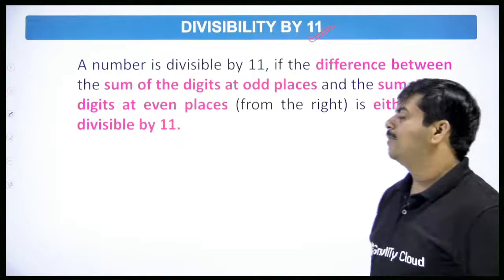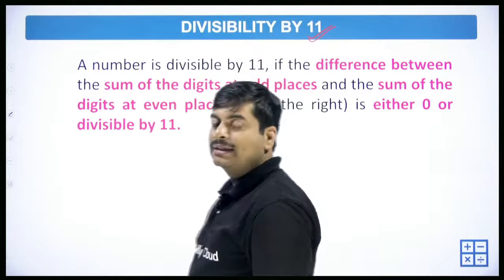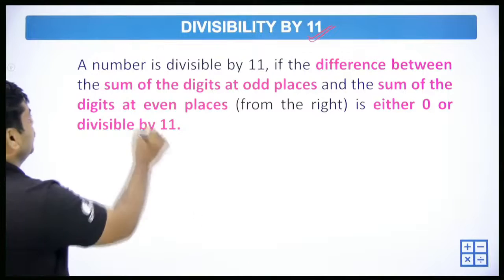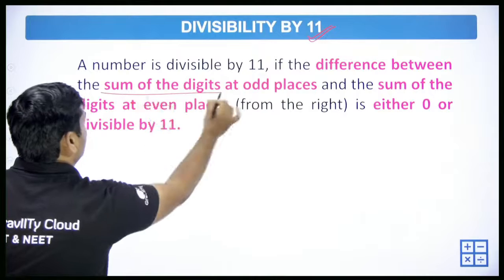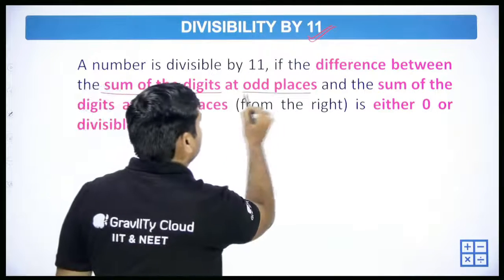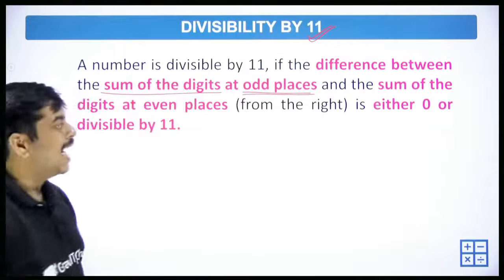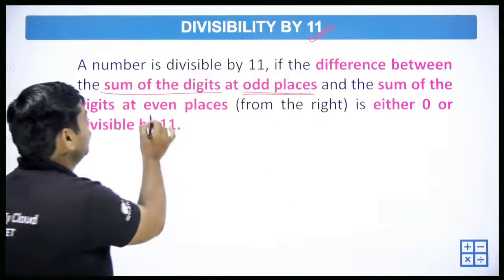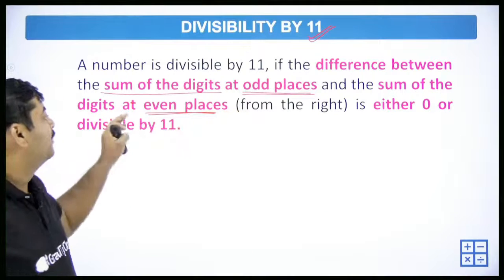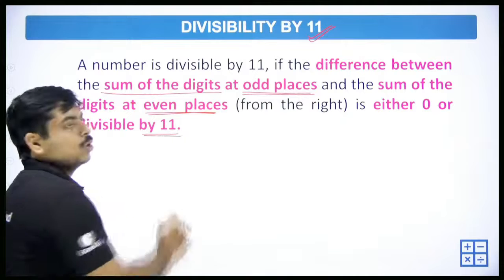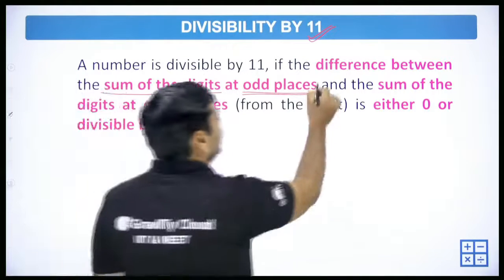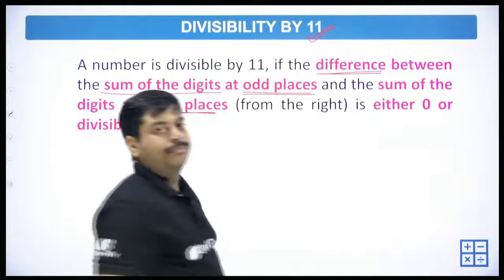We are going to discuss the divisibility rule of 11. A number is divisible by 11 if the difference between the sum of the digits at odd places and the sum of the digits at even places is either 0 or divisible by 11. Here, difference means subtraction.